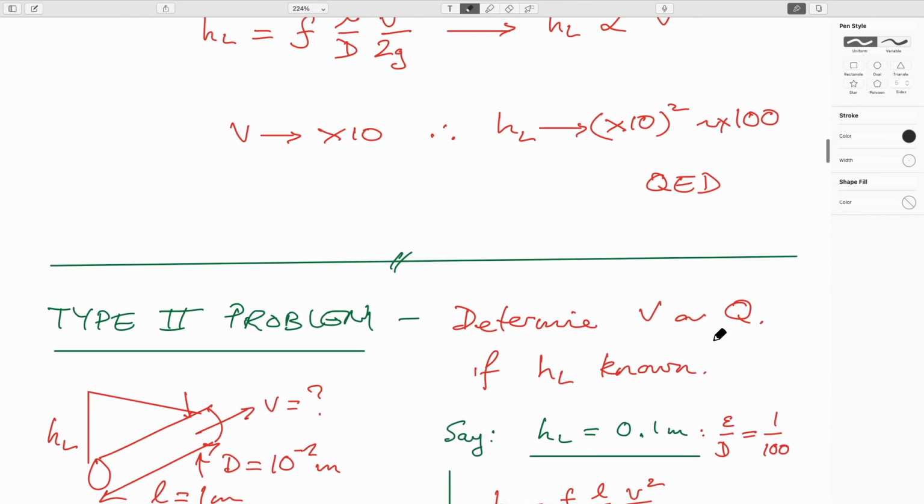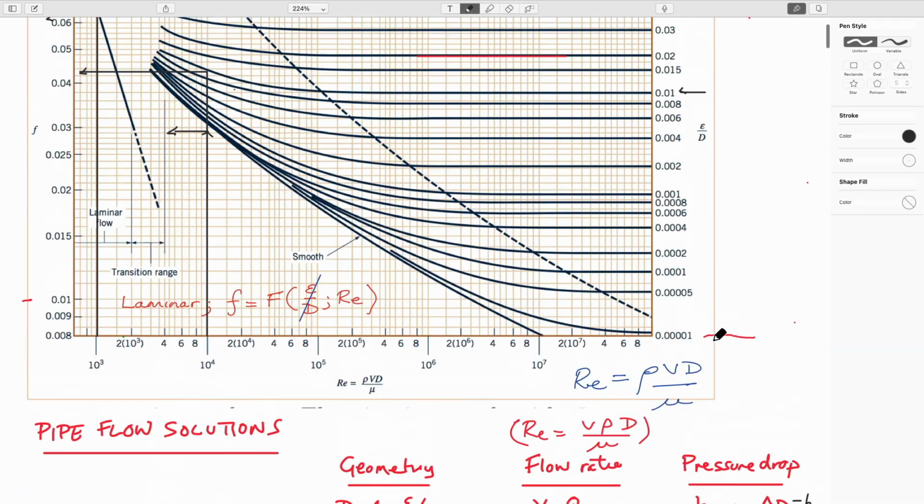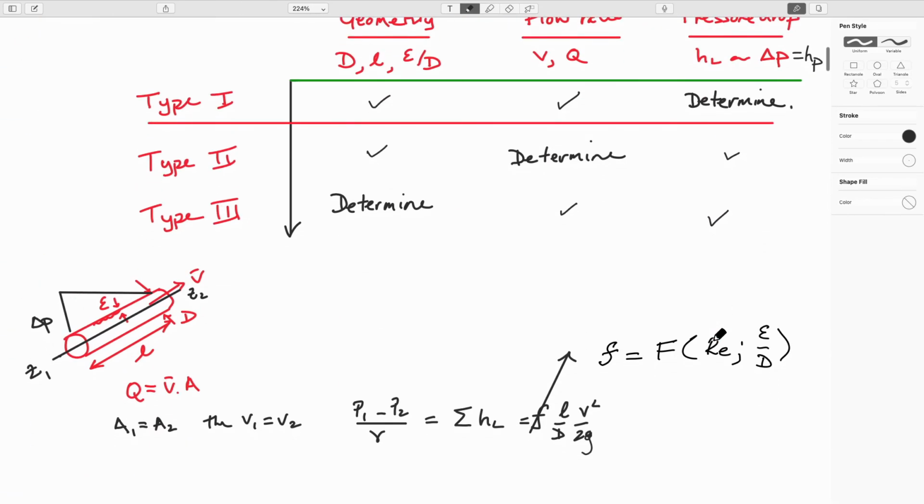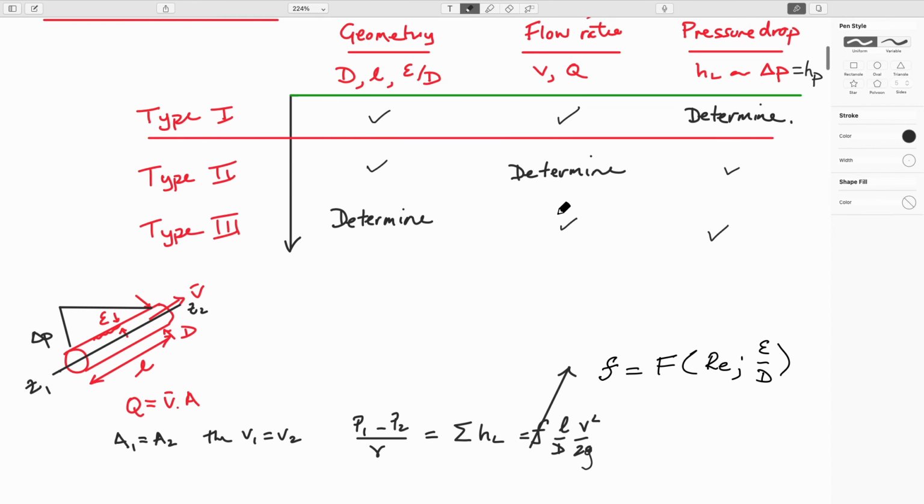If we choose the type 2 problem, just to remind ourselves, what we know is the head loss between upstream and downstream. Big tank, downstream tank, head loss would be the same as delta Z. We know the geometry of the pipe. We know it's 0.1 of 1 centimeter. We know it's a meter long, and we know its roughness, so we know that. We want to determine what the flow rate is.